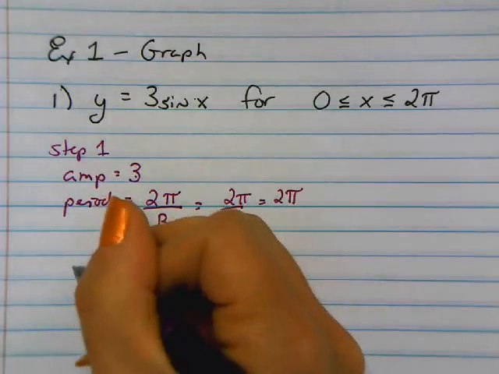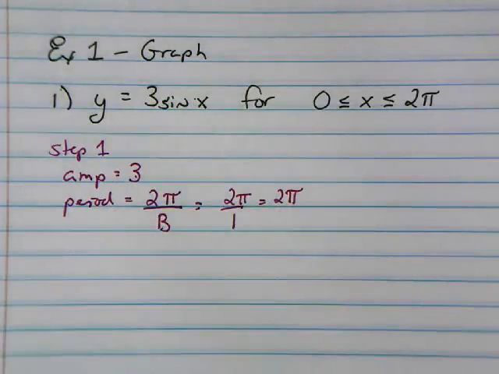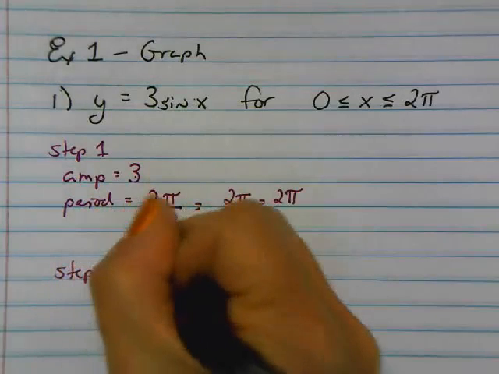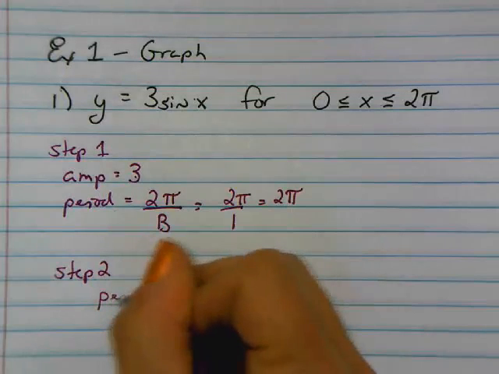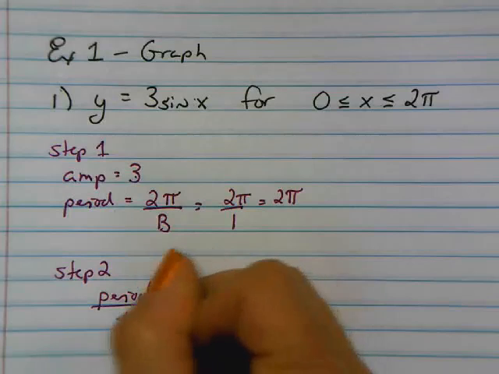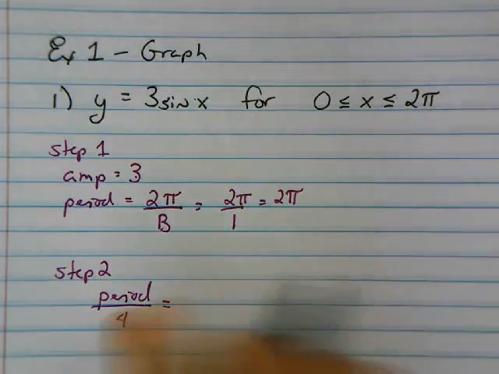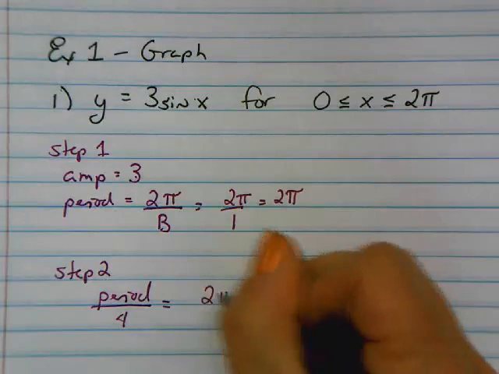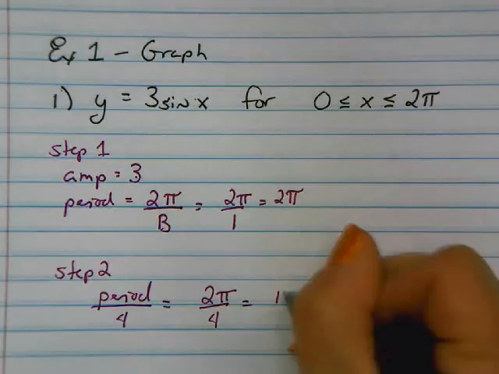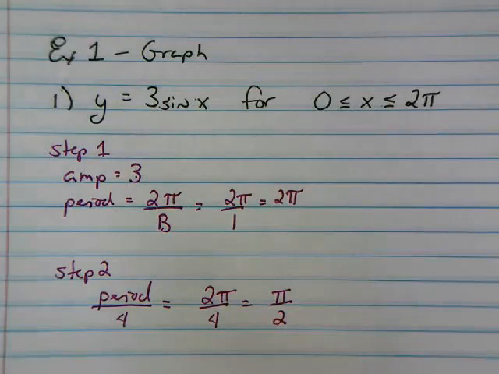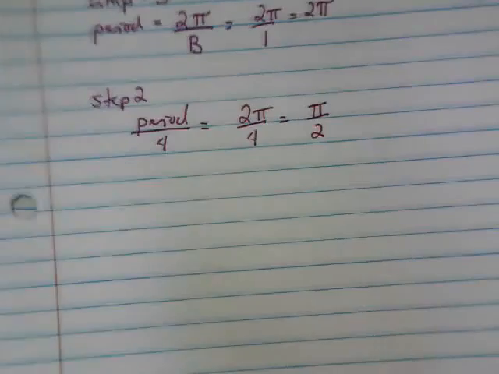Now, what I want to do is figure out the divisions. So I want to know where my key points are. Alright, so step 2. You take the period divided by 4. So my period is 2 pi. 2 pi divided by 4 gives me pi over 2. So I'm going to come down here real quick and start making a little bit of a chart. Because step 3, in my opinion, is going to be easier if you go ahead and put it in a chart.